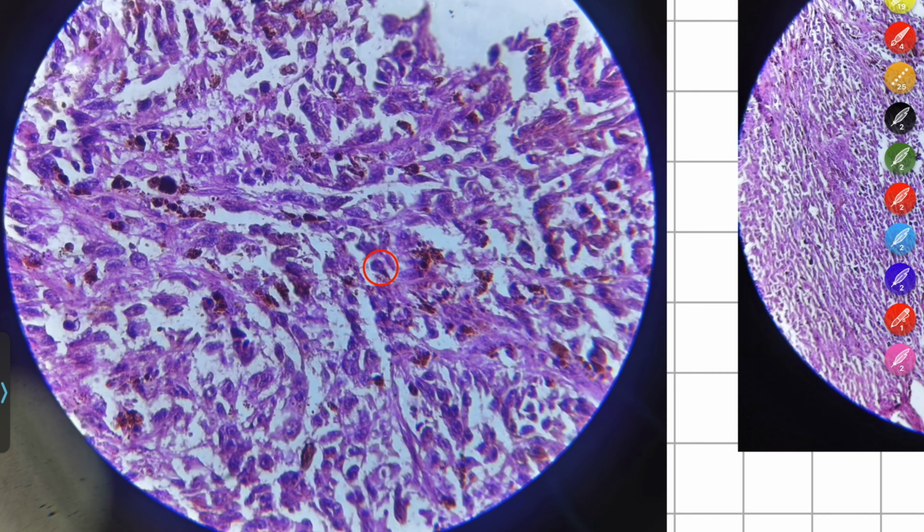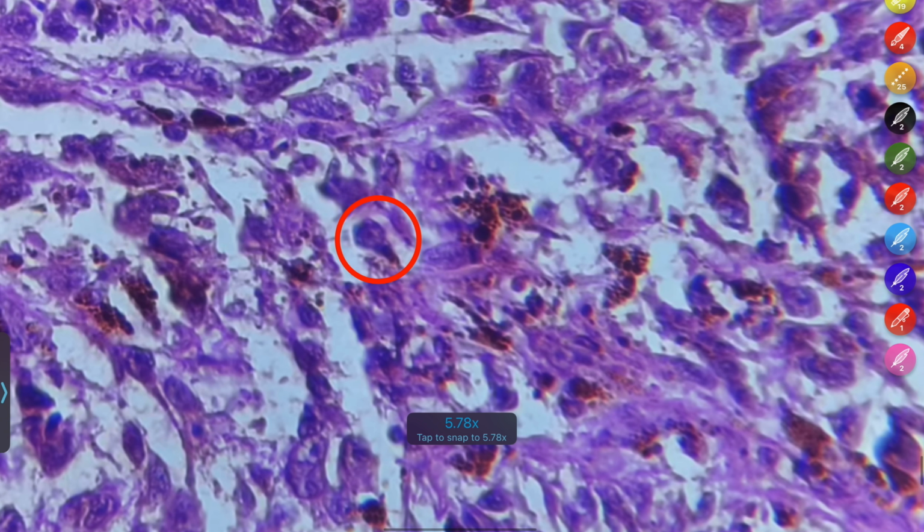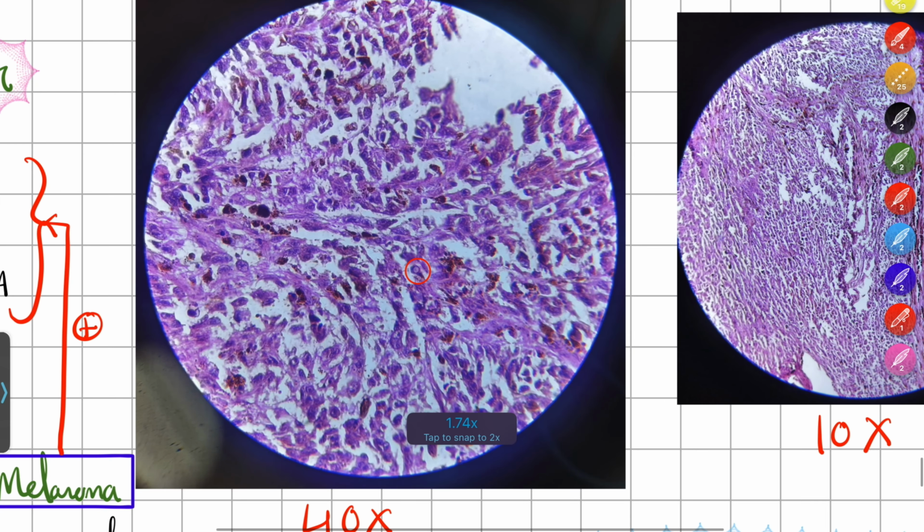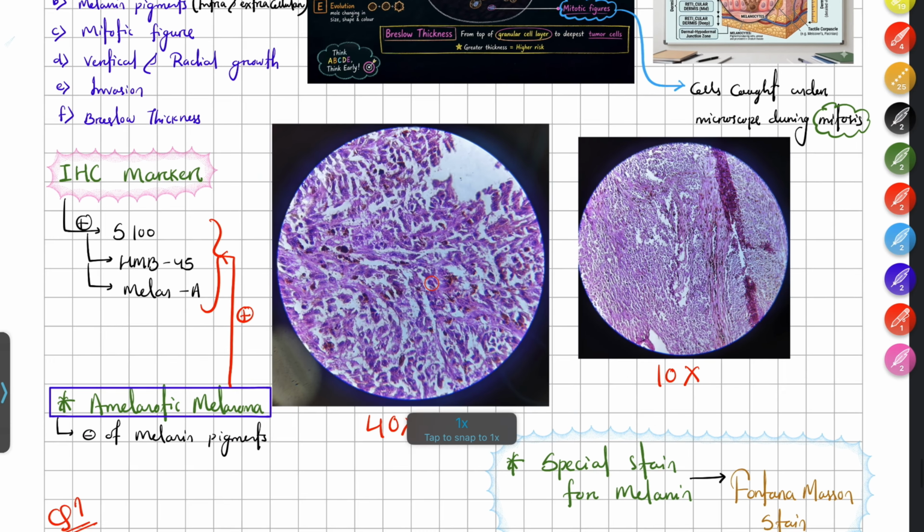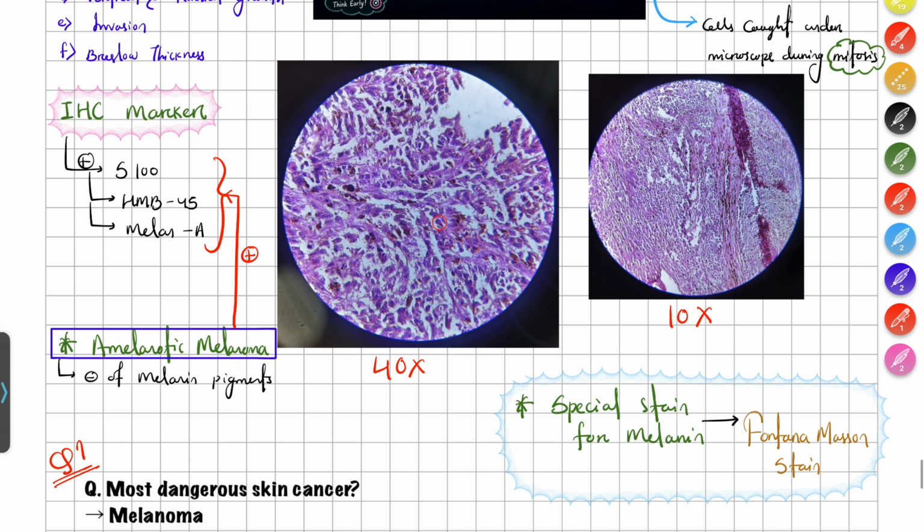And the second one is macronucleoli. What are macronucleoli? Let's focus on this cell. You can see this is a melanocyte. And in this melanocyte, this is the nucleus and this is the nucleolus. And these brown pigments are melanin pigments. So this dot is the macronucleolus. So we have to focus on two things. One is the melanin pigment, second is the macronucleoli. In this way, you can identify that this is the slide of the melanoma.